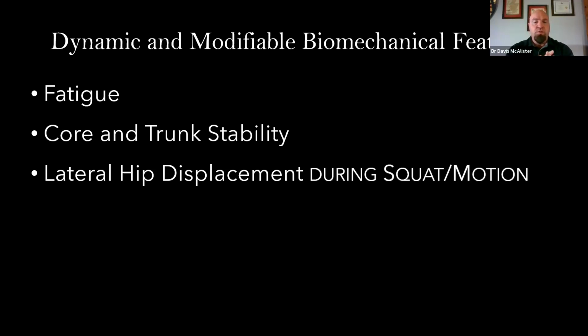We have core and trunk stability. Again, that's being able to control that frontal plane motion, and being able to control starting and stopping using their core. And then lateral hip displacement when we talk about squat. If somebody goes down into a squat, do they shift over to one side or the other? That's going to have effects on stability and on strength, and it can also have effects on being able to take off and land with some of your jumping type sports. I'll show you some examples of that.